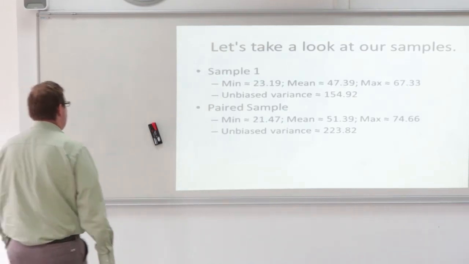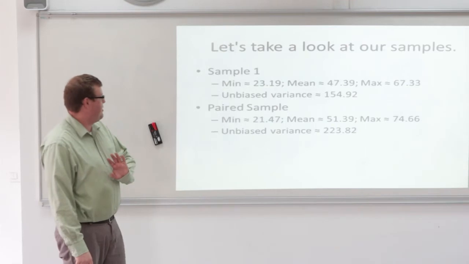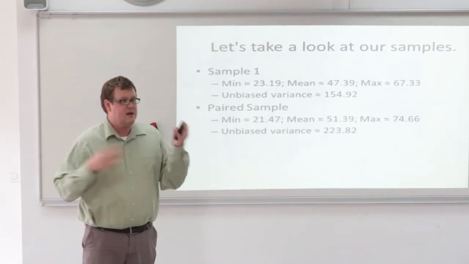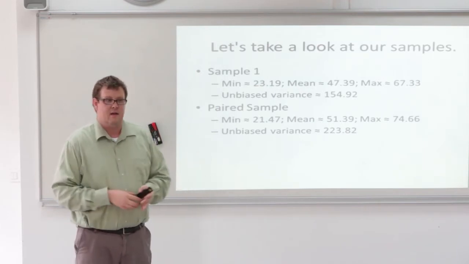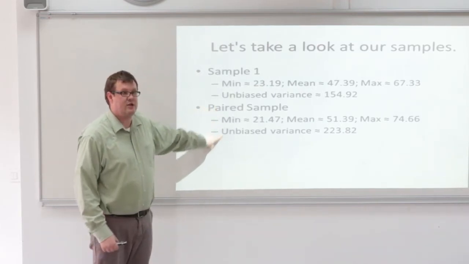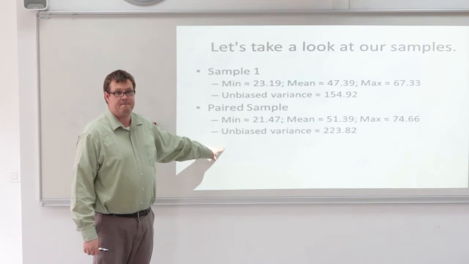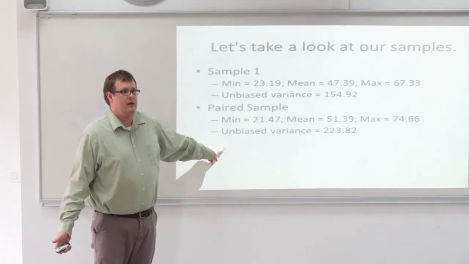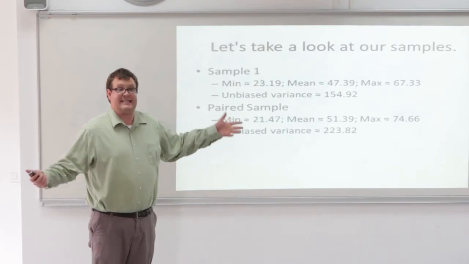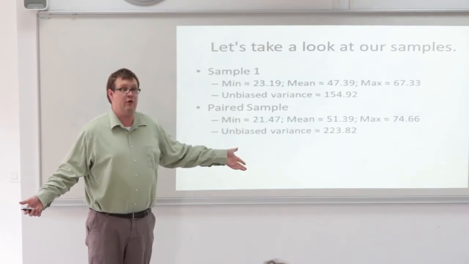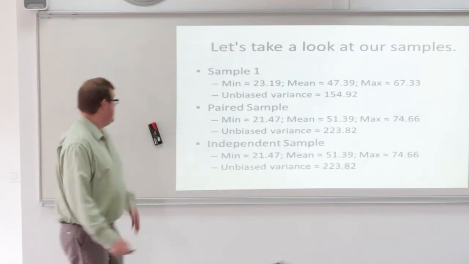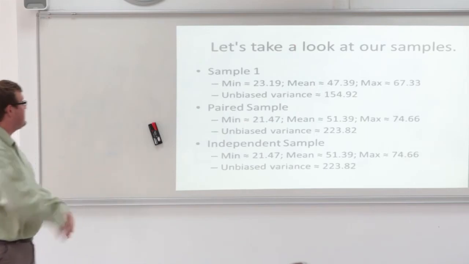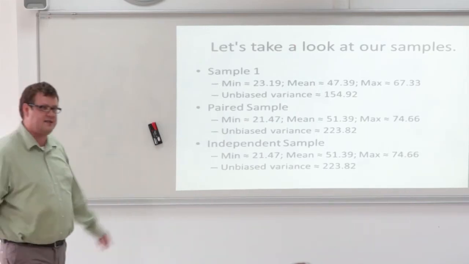Now, what if I looked at the independent sample, where I randomly sorted all of the values from this? What should these be? They should be exactly the same. Why? Same numbers, just in a different order. Does that make sense? So the independent sample has exactly the same minimum, the same mean, the same maximum, the same variance. All of that's the same.